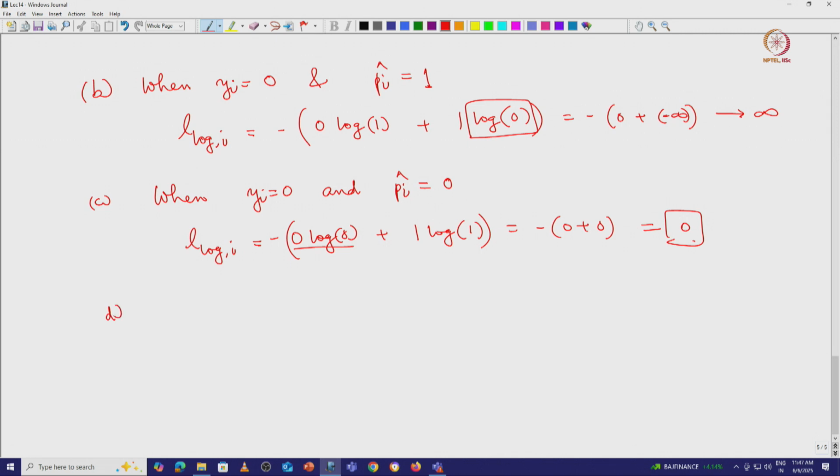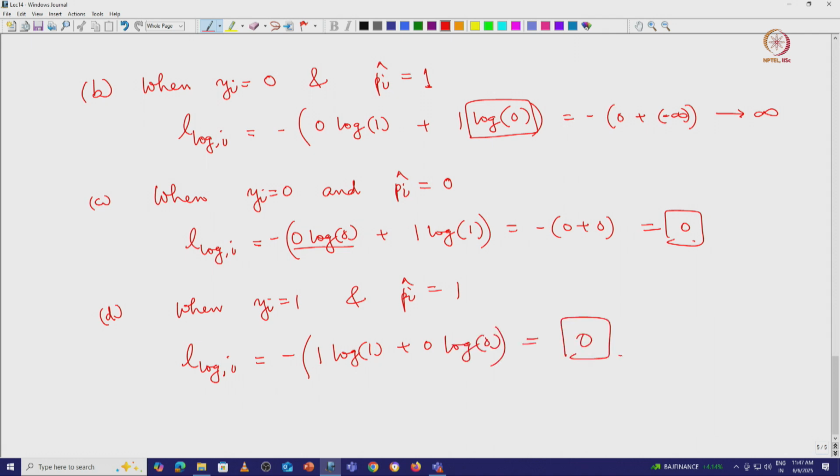And finally when your yi is equal to 1 and your pi hat is equal to 1, you can again check if you computed the log loss. In this case you will have 1 log 1 plus 0 log 0, which will again give you 0, right.